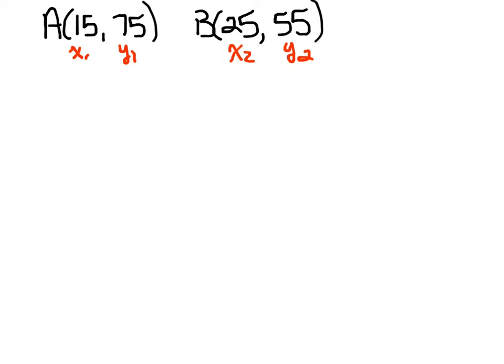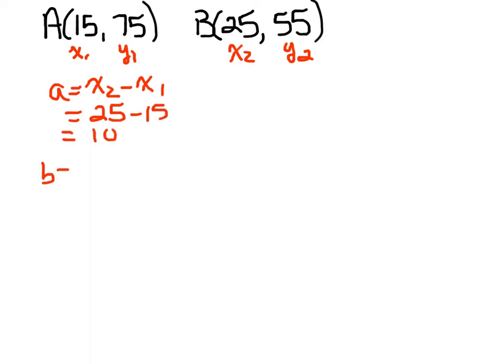So we said that A was the differences in x's. So A was equal to x2 minus x1, which is 25 minus 15, which is equal to 10. B was my differences in y's. So I have y2 minus y1, which was 55 minus 75, which is negative 20.